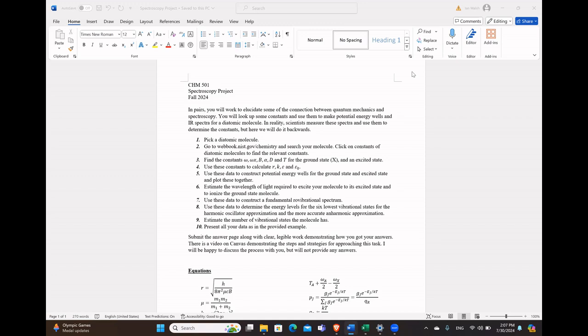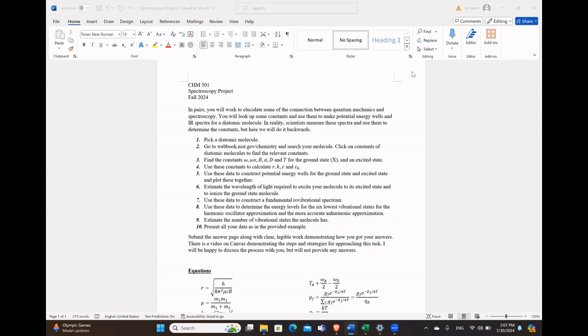We're used to using spectroscopy to tell us we have this bond or this molecule or whatnot. And the only reason it works is because of quantum mechanics. We're going to focus in this project on diatomic molecules because they are more straightforward. So it's a little bit easier to see the relationship between the quantum mechanics and the spectroscopy.